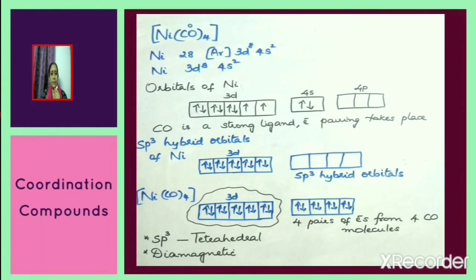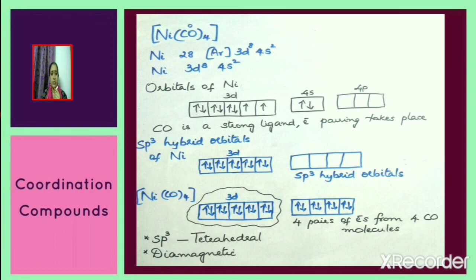Consider the next complex compound, tetracarbonyl nickel(0). Here in this compound, nickel exists as nickel atom and not as ion. Atomic number of nickel is 28. The configuration is written as argon 4s2 3d8. The configuration of nickel atom will be 3d8 4s2. Orbitals of nickel shown: 3d with 8 electrons, 2 electrons in the 4s, and 4p orbitals will be vacant.